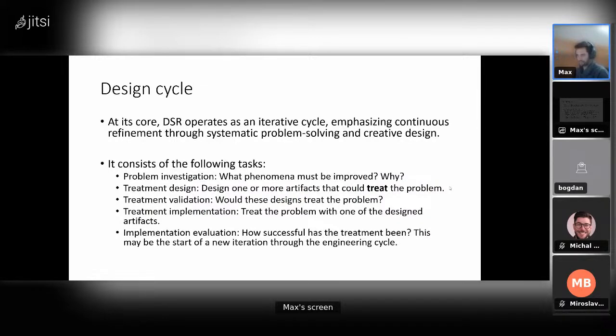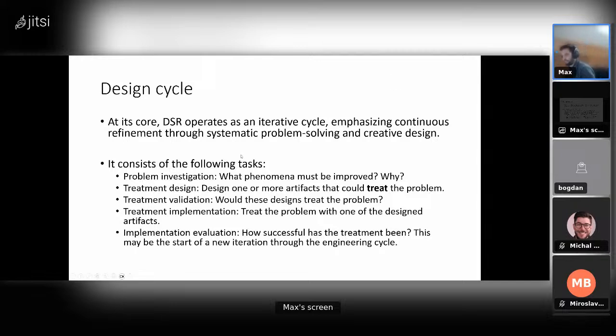Okay, so that was the framework, but now there are actually very precise guidelines, or steps to follow, to perform design science. So it's really an iterative cycle, and it has many tasks to it.